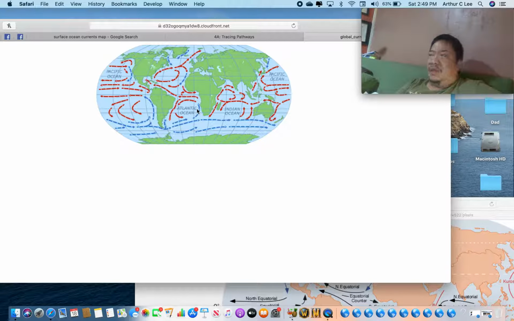Now, you might ask yourself, how is it possible that we have cold water ocean currents when we know that cold water is heavier than warm water and it's going to sink? It shouldn't form surface ocean currents. Well, it actually does in 4 important places that we want to remember, and that is off the northwest coast of Africa, the southwest coast of Africa, the west coast of South America, and the west coast of North America.